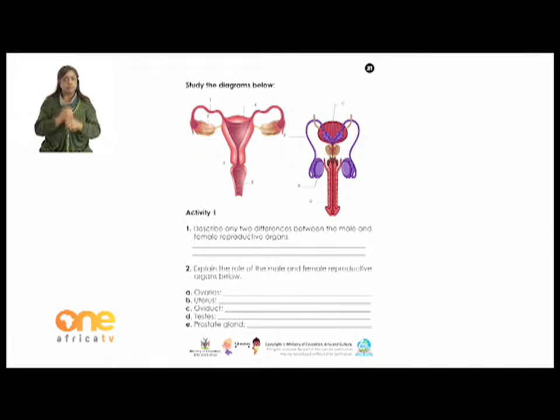At number 1, you should describe any two differences between the male and female reproductive organs. So you look at the diagrams and then you describe any two differences between the male and female reproductive organs. At number 2, you explain the role of the male and female reproductive organs below. A is the ovaries, B, uterus, C, oviduct, D, testis, and E, the prostate gland.